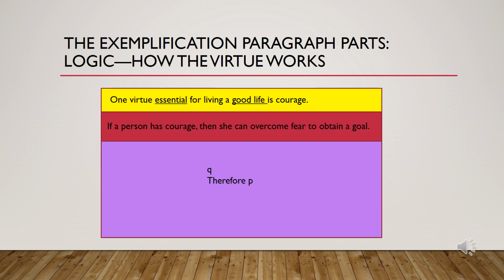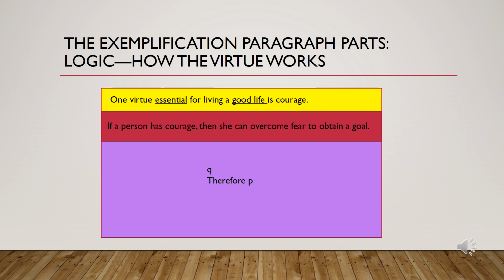As you can see, the example will take the form of the second and third parts of modus ponens. The Q is going to be the example, or the first part of the example, showing the person having, in this case, courage. And the Q will be the conclusion of the example, showing the good that happened because in this particular situation, the person had courage.